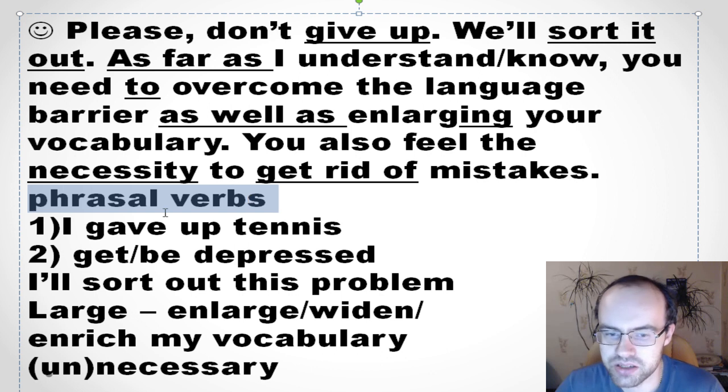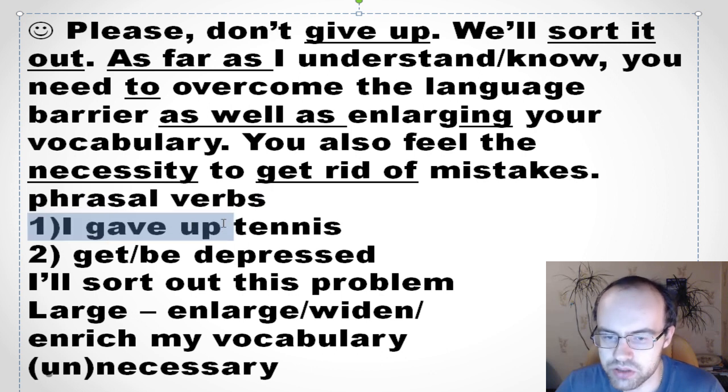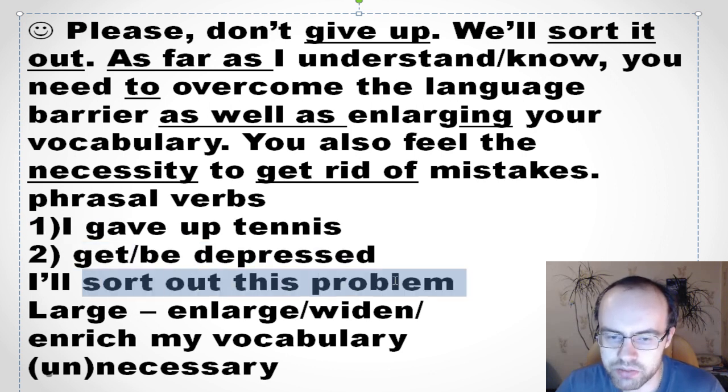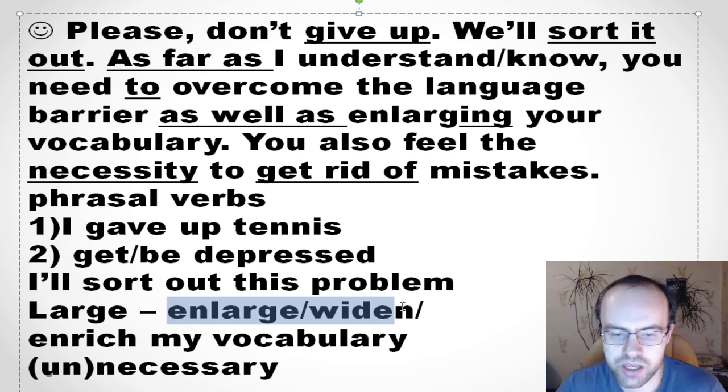So "I give up tennis" means I stopped playing tennis, and we can say "get depressed" or "be depressed". So I'll sort out this problem, or I'll solve this problem. "Large" is an adjective, and "enlarge" is a verb. So I can say I want to enlarge my vocabulary, I want to widen my vocabulary, I want to enrich my vocabulary. "Necessary" and "unnecessary" are two opposite words.